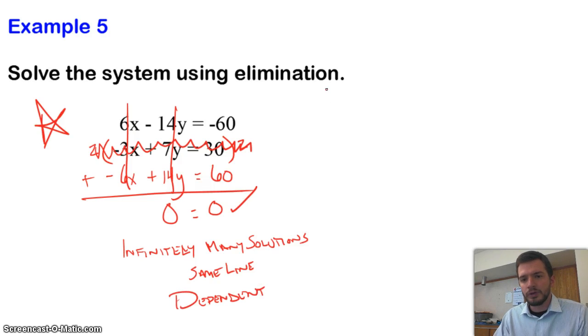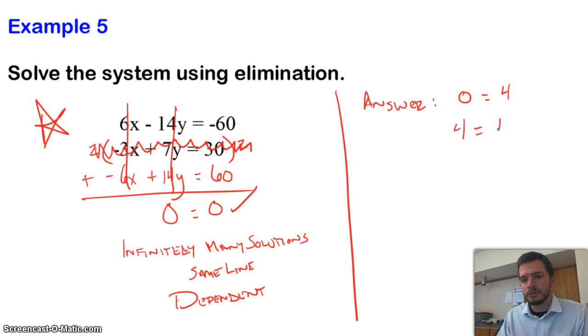All right, so one more thing I want to show you. Again, I don't have a problem like this, but if your answer got to be 0 equals 4 or 4 equals 10, obviously these don't match up, okay? They're not equal to each other. So if you got this, it would be no solution.